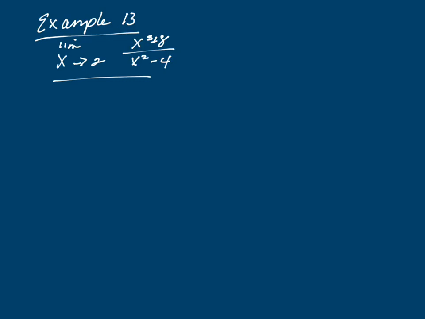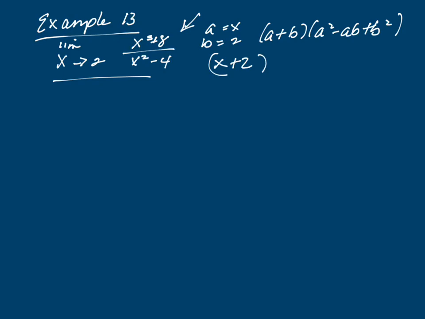Now, example 13, the old way, if you couldn't use L'Hopital, you would factor both of those. So let's do it that way. Now, remember, this is factoring a trinomial, so a equals x and b equals 2. So in this case, it would be a plus b, and then a squared minus ab plus b squared. Remember that? You're supposed to know that by heart. So that would be x plus 2, and then x squared minus 2x plus 4.